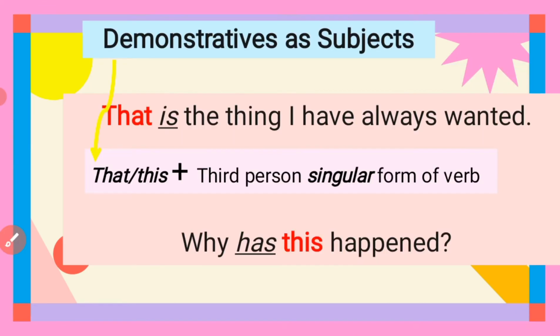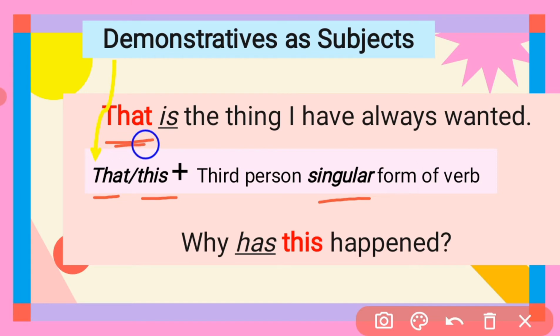Okay? So, ang iyong subject, let's say, ay demonstrative, like the word that. Sabi sa rule, ang that o this kailangan ng singular verb. Kaya, that is the thing. Itong ating verb is, yan ay singular since ang ating demonstrative na ginamit ay that. That is the thing I have always wanted.